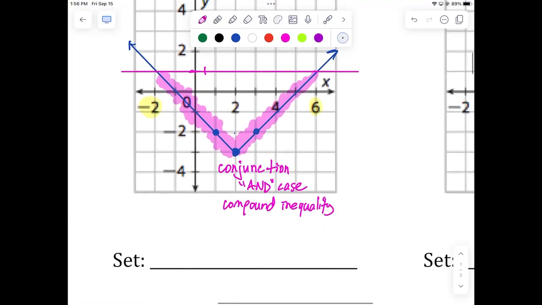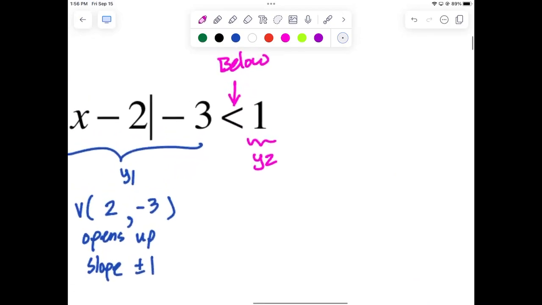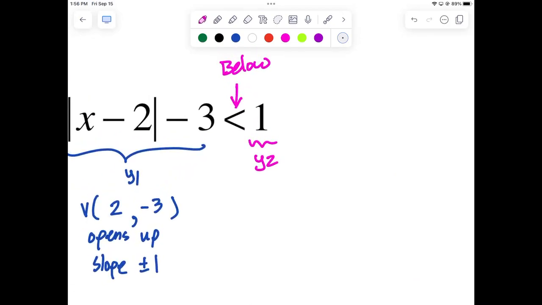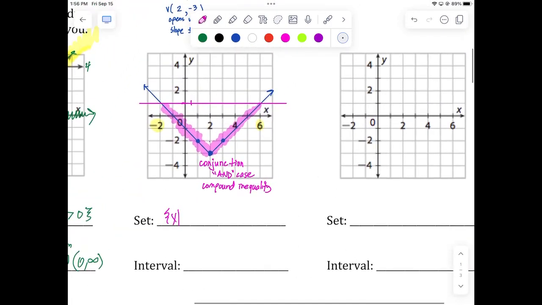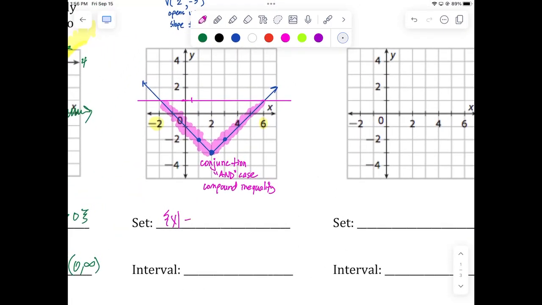So for the set notation, we're going to say the set of all x such that. And then is it a strict inequality or does it include equal signs? It's strict, okay? So for the between, it's real easy. You go negative 2, x, and 6 in increasing order. You got your left intersection point, you put your x in the middle, and you got your right intersection point. And then because they're both strict inequalities, these are just both less thans. That's what you call your compound inequality.